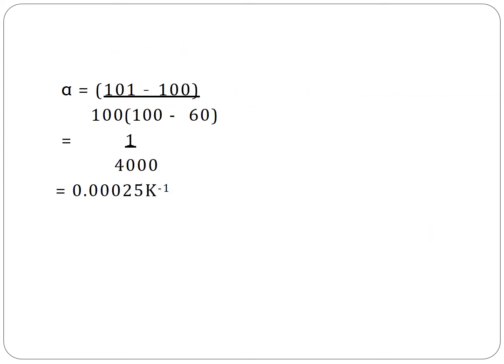Alpha can be calculated by using the formula (L2 minus L1) upon L1 within bracket (theta 2 minus theta 1). It is equal to 1 by 4000, equal to 0.000025 K minus 1.